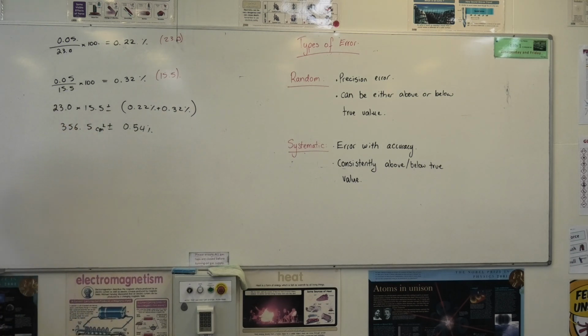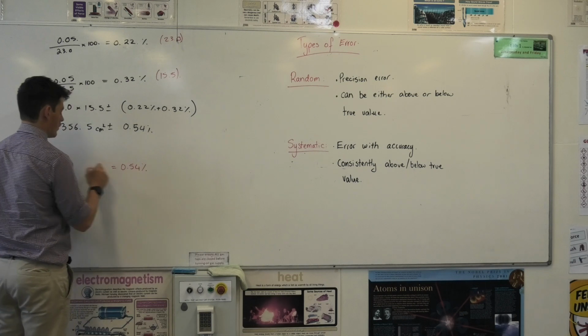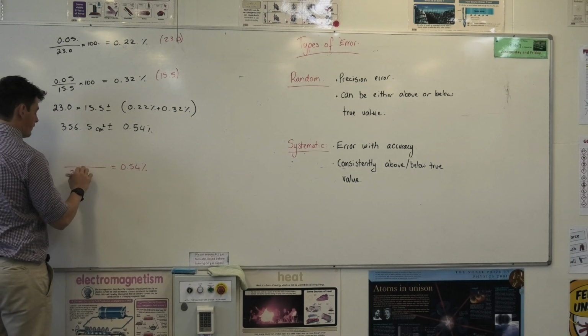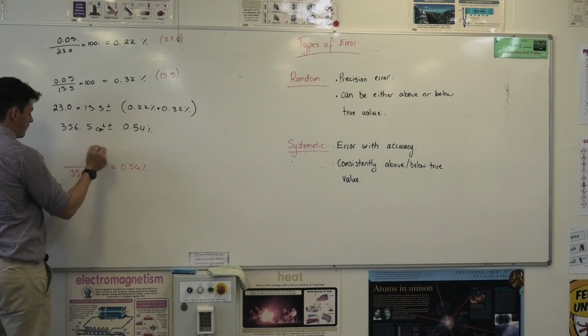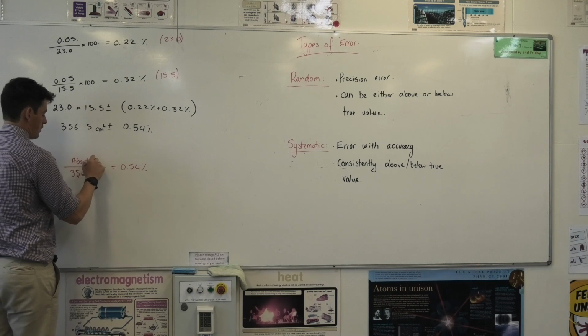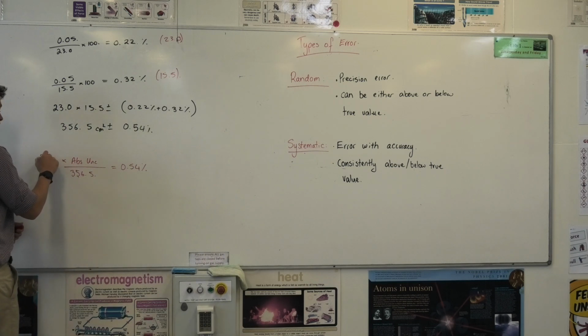So do that. Up here, I do the reverse. I now know that 0.54% divided by 356.5 is equal to my absolute uncertainty. How do I get that by itself? Yeah, transpose or rearrange. For those of us who can do that in their head, do I have to do it? Do you want me to step it out, or can we do that in our head? Step it out. Times both sides by 356.5.